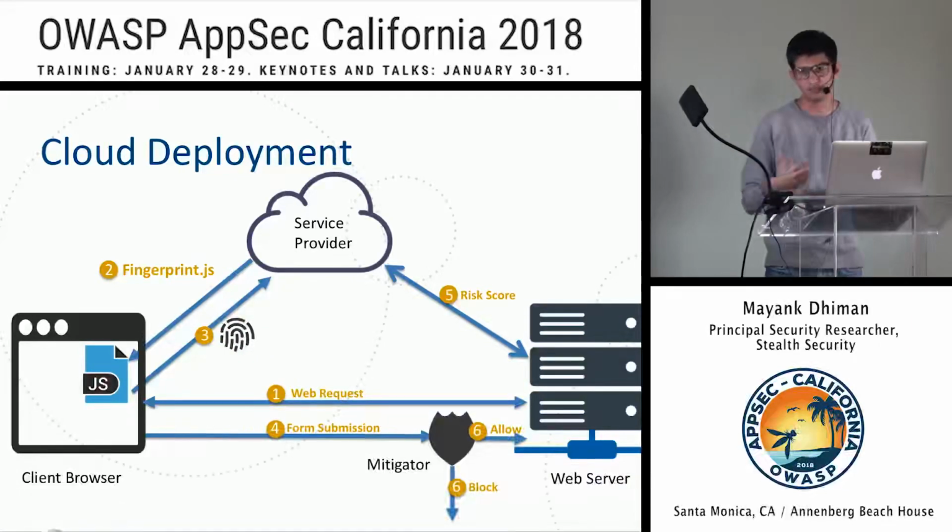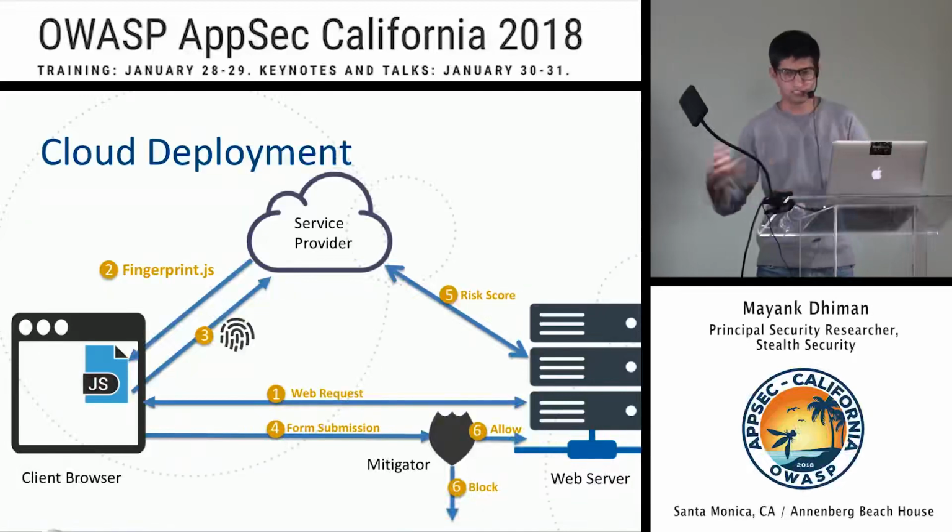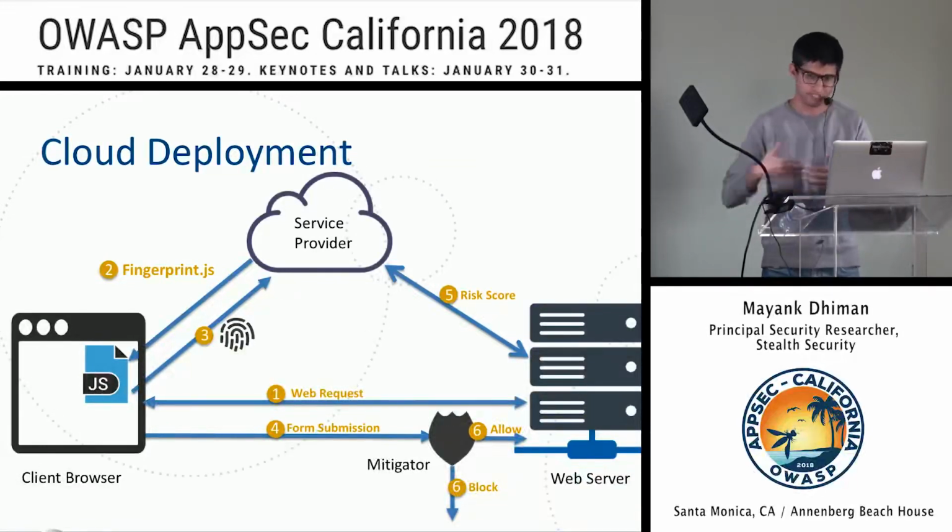Usually they are asked for some sort of a risk score. Like, given this authentication session, what do you think about this session? Is it fraudulent or not? Is it a bot activity or is it a human activity, right? So this risk score is exchanged from the service provider.